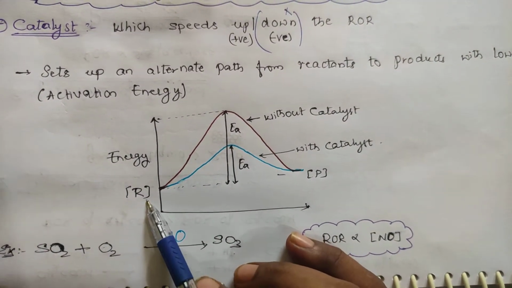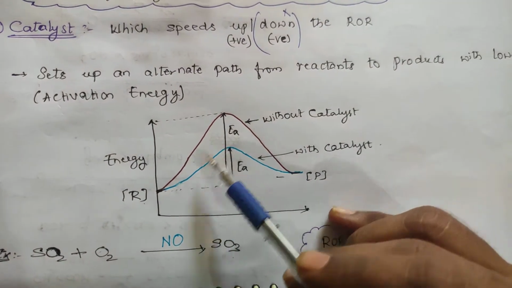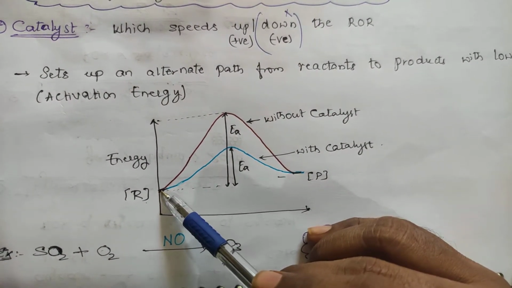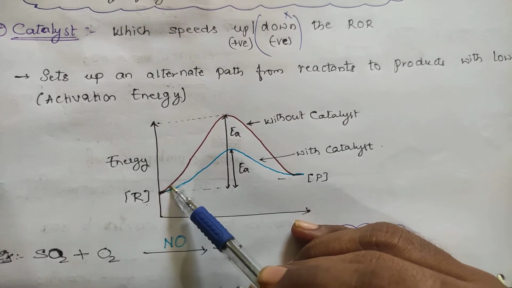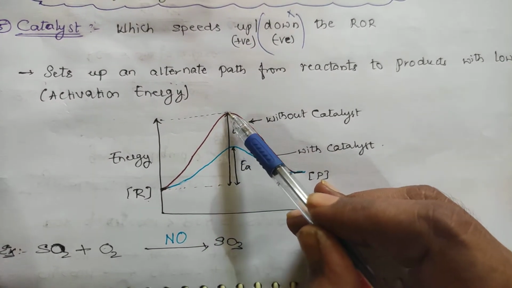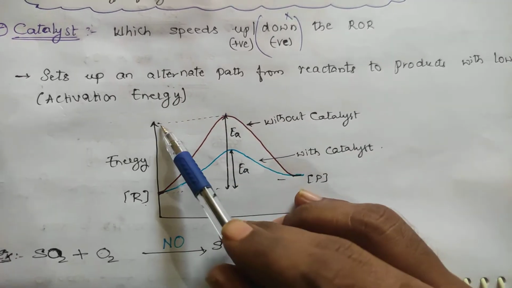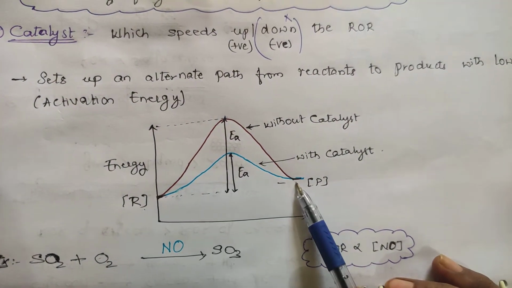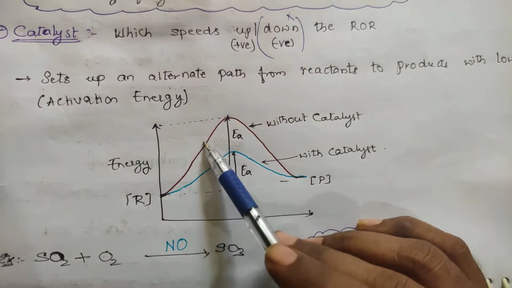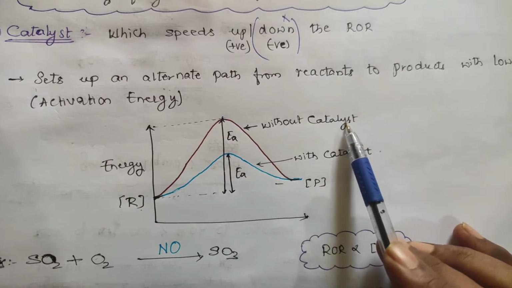Here you have the reactant without catalyst, this brown line. It should come up to this level of energy. Here energy is plotted. The reactant's energy should keep increasing and reach this point of energy. Only then does it get converted into the product. This is the path of the reaction which occurs without catalyst.